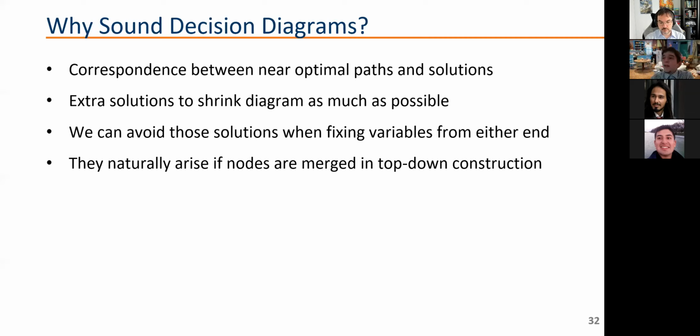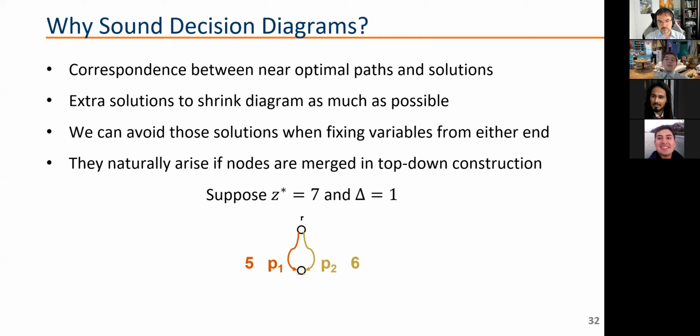And one interesting thing is that these decision diagrams can naturally arise if we merge nodes in a top-down construction. So let's say that we're looking for all the near optimal solutions of a problem where the optimal value is 7, and we're looking for a delta of 1. So we're interested in solutions between 7 and 8. Let's say that from the root, we go to this one node in the middle through 2 different paths. In one path, we have a value of 5. In another path, we have a value of 6. And we identify that they're equivalent, either because of the right-hand side or because this is a particular problem with a specific structure where we can tell that the solutions are going to be the same from that point on.